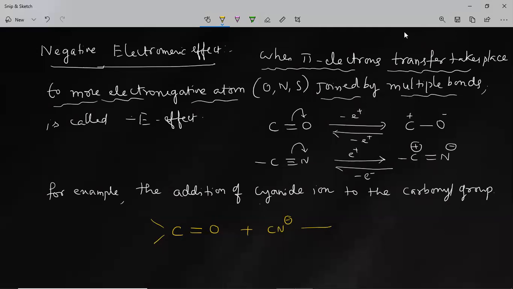In that case, the carbon-oxygen double bond will become a single bond, and the CN minus will attack the positive carbon. Oxygen remains negative. If you carefully observe, the shift of the pair of electrons towards oxygen takes place, and at that time the cyanide comes onto the carbon. If an electrophile is added, it will attach to oxygen, not carbon. That means the shift is towards oxygen and the group is attached to carbon in this case.